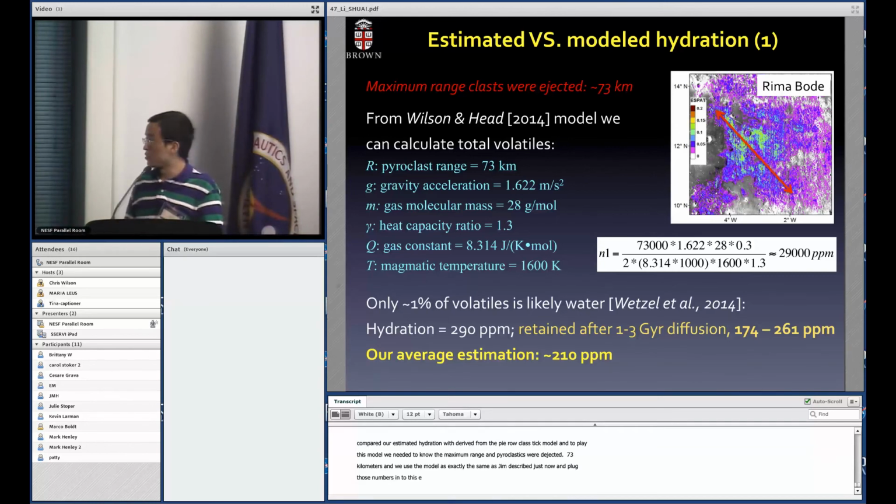And based on this year's presentation by Wiesel et al. in this year's RPIC, they said they found from Apollo samples only around 1% of those volatiles may likely be hydration. So the hydration may be 290 ppm. After around 1 to 3 billion years of diffusion, around 170 to 260 ppm is left, while our estimated hydration in this area is around 210 ppm, so it falls within the range very well.